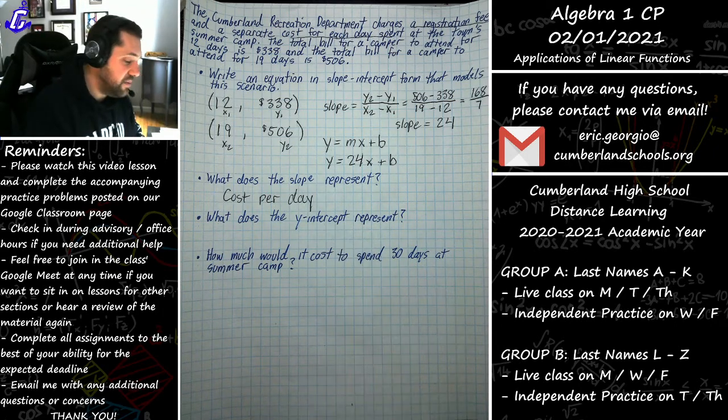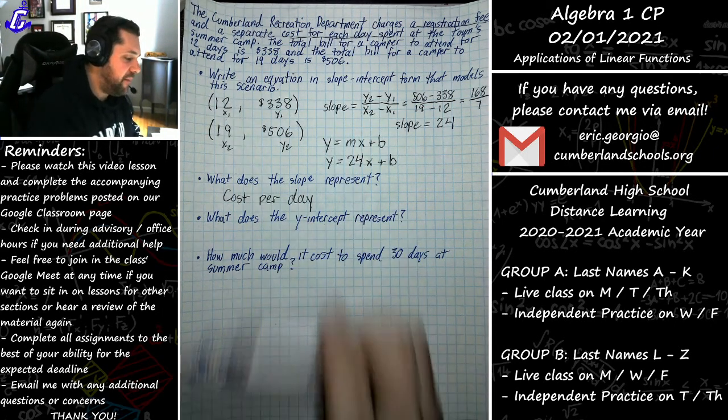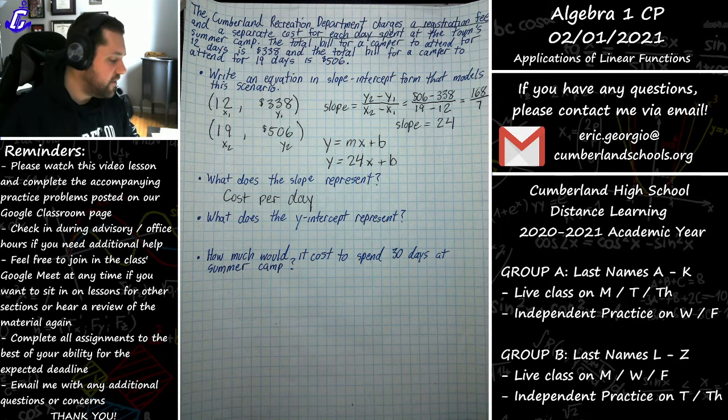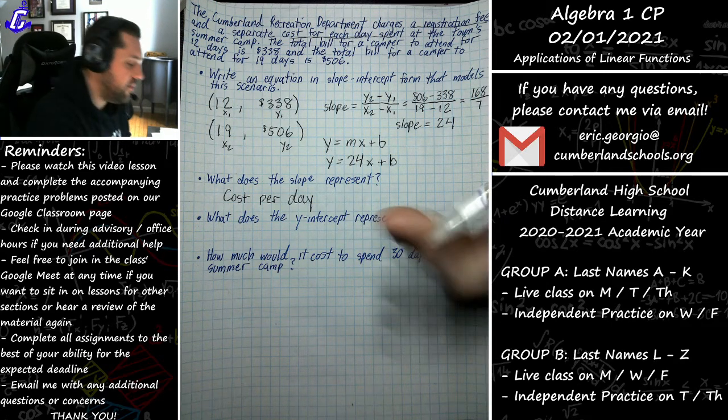We did actually problems like this where they were more straightforward. It said, write the equation of a line that passes through these 2 points. Well, we found the slope, and then we had to plug in x, plug in y to find that y-intercept. So that's exactly what we're going to do now.